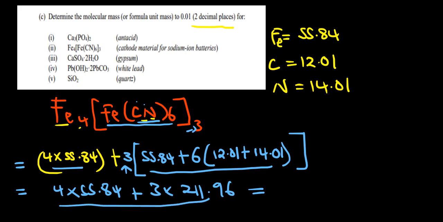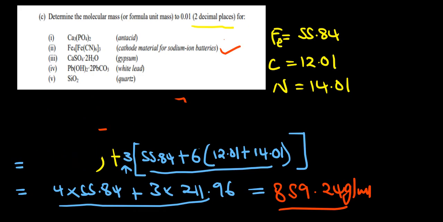So all this here, when we punch it on my calculator, it's giving me 859.24 grams per mole. So this here will be our molar mass for the second chemical formula that we've been given there. Okay, so let's solve the third one now.